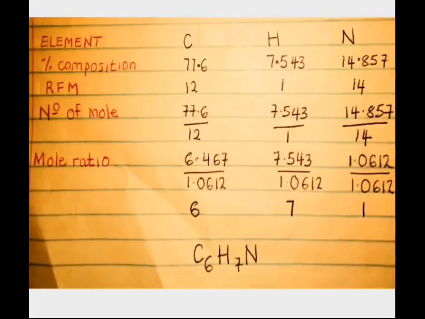So how do we get the number of elements in that compound? This is what we call the empirical formula. Elements we have: carbon, hydrogen and nitrogen. The percentage composition here, that of carbon is 77.6, that of hydrogen 7.543, nitrogen 14.857. The RFM, that is the relative formula mass, of carbon is 12, hydrogen 1, nitrogen 14. So we get the number of moles.